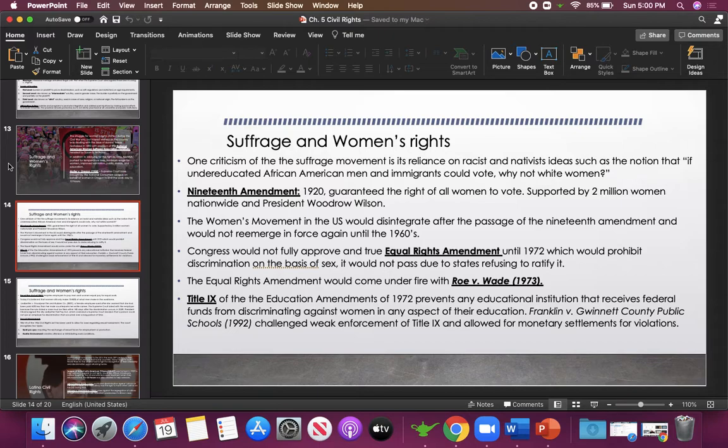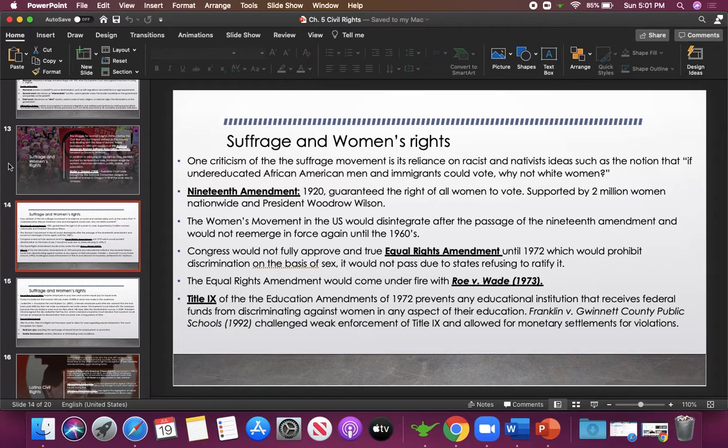But in 1920, we get the 19th Amendment, which grants all women the right to vote. 2 million women and President Woodrow Wilson support the passage of the 19th Amendment. After the 19th Amendment is passed, the women's movement kind of falls apart because they don't have this single thing that holds them together that they're all advocating for. And so we don't see the women's movement kind of reemerge until the 1960s during the civil rights struggle.